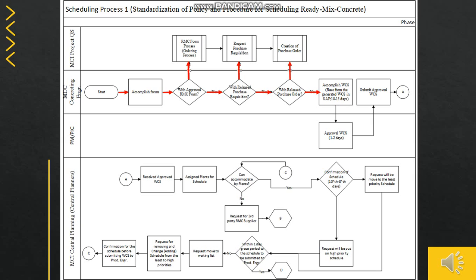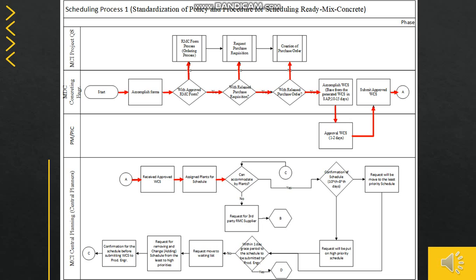Following the receipt of these requirements, a prospect weekly concrete schedule or WCS will be generated based on the project requirements that was looked up to build the expected schedule that was functioned by the MDC Concreting Engineer to PMPIC for approval, and then goes to Concreting Engineer to submit to Central Planning to plan for the effective weekly schedule. After they receive the approved WCS, MCI Central Planning will allocate plants to the schedule to see if they can fulfill all the orders.